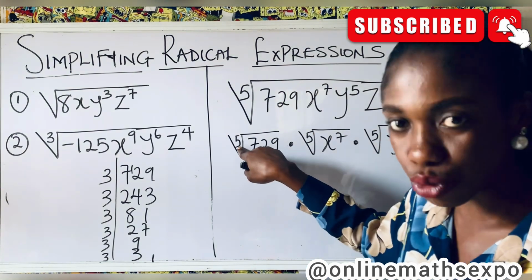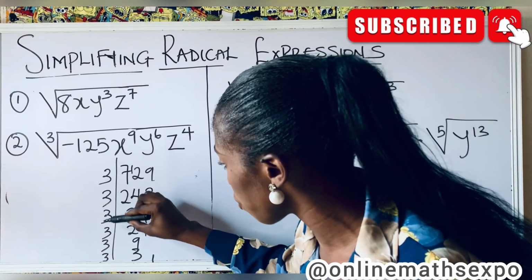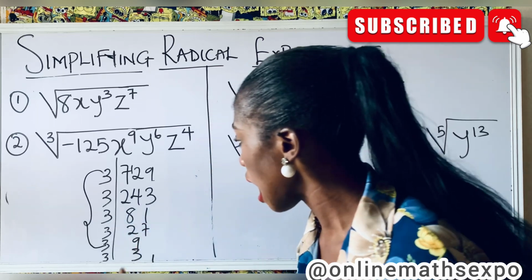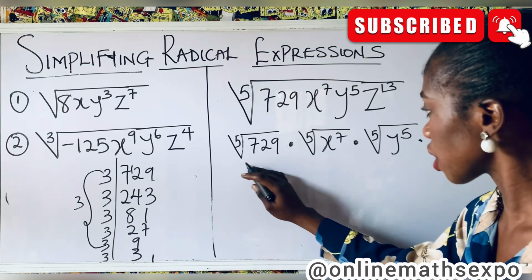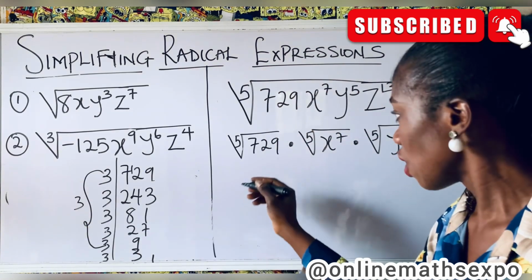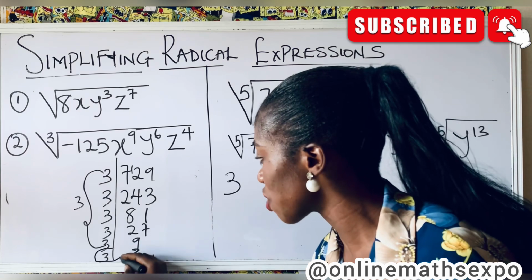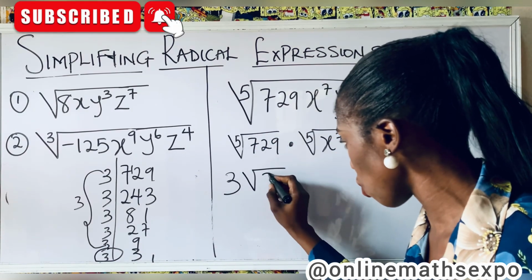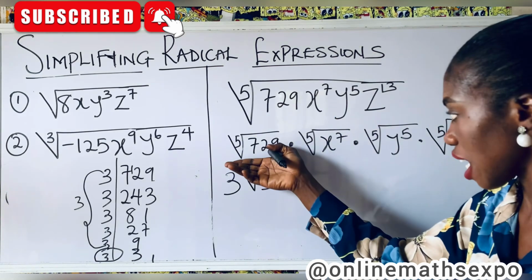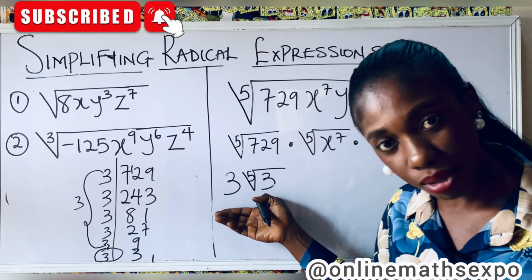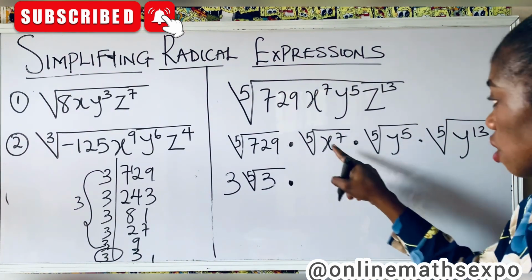Now, because it's a 5th root, you are going to group it in 5. So we're going to have 1, 2, 3, 4, 5. You see? Take them, and out of these 5, only pick 1. That one you picked will remain outside. So for this, you're going to have 3 outside. Then the 3 that is remaining will remain inside the root. So we have 3, and remember, it is a 5th root. So this is how to simplify this, in case you are not familiar with your 5th powers.